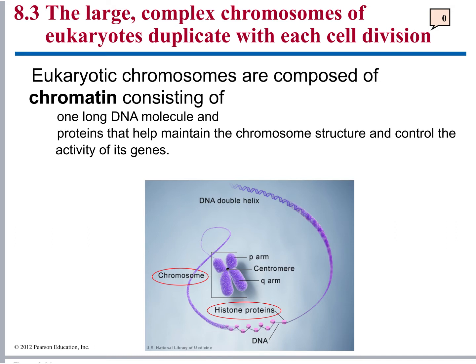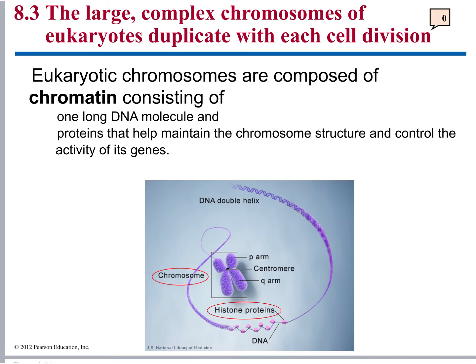So inside a eukaryotic cell, we see the chromosomes. That's a word you've probably heard before, but you may not have ever had explained to you what exactly a chromosome is. Chromosomes are composed of what we call chromatin, and chromatin is made of a long DNA molecule and then proteins. You can think of chromatin as a spool of thread, where the spool is the protein and the thread is the actual DNA.